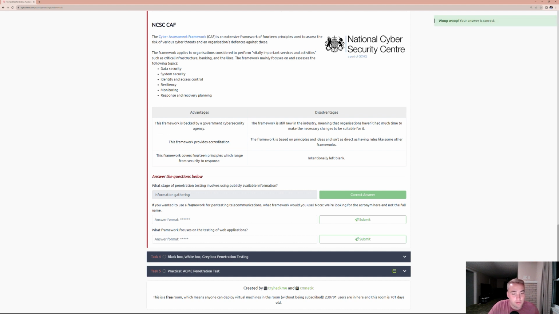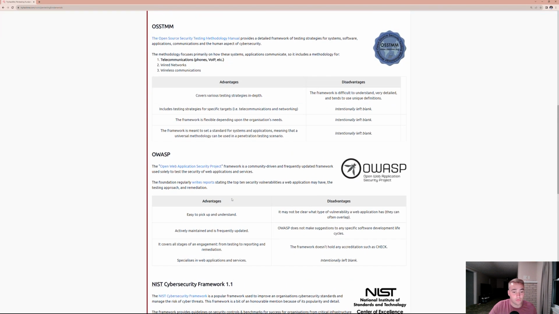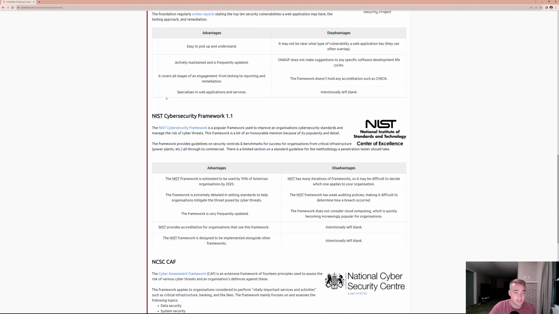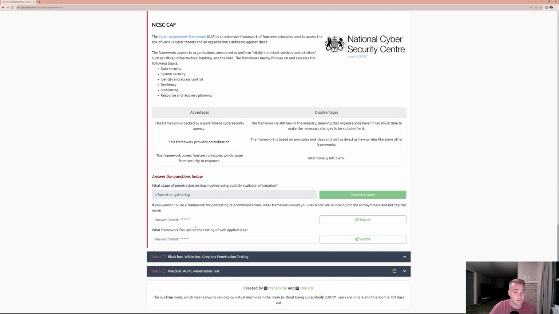So if you wanted to use a framework for pen testing telecommunications, which framework would we use? And they're looking for the acronym there, not the full name. So this would be OSSTMM. I was making sure that that was the correct one. OSSTMM. And the framework that focuses on testing web applications, OWASP.